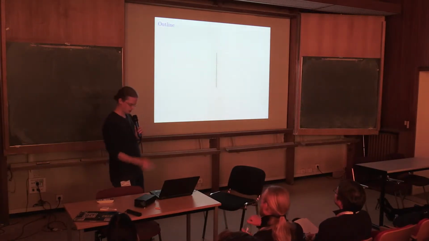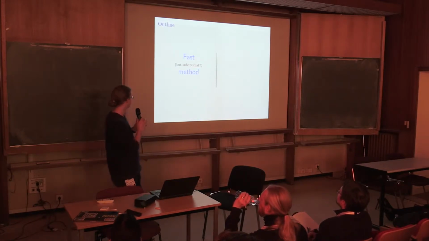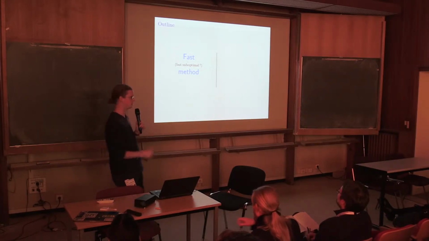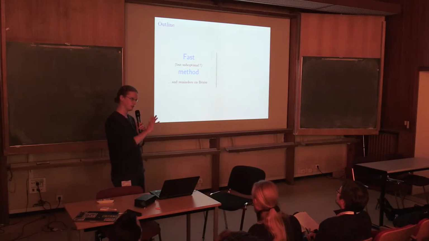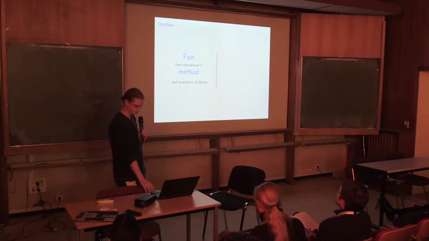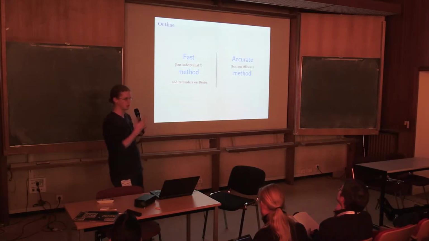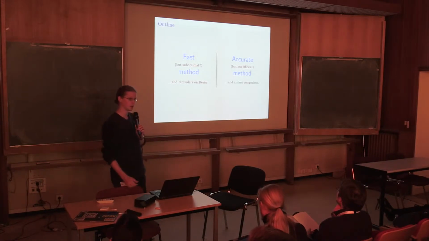This talk will be divided in two parts. The first one is the explanation of how the fast method works and why it is suboptimal. I will also do some reminders of Bézier, because I will use Bézier functions. In the second part, I will talk about an accurate method, which is way less efficient. And of course, I would like to compare them.